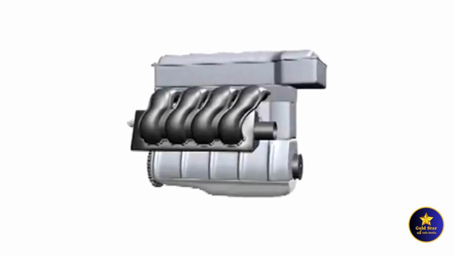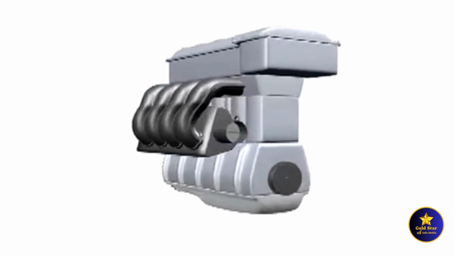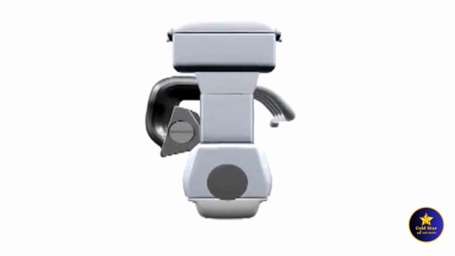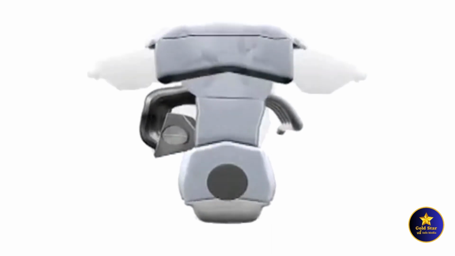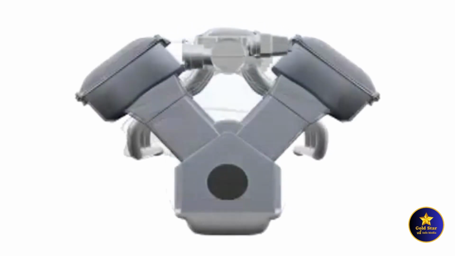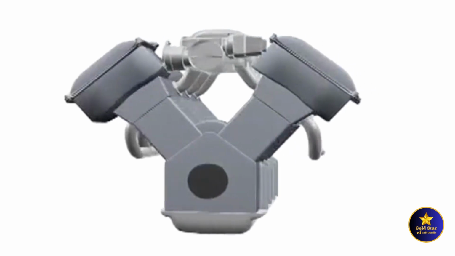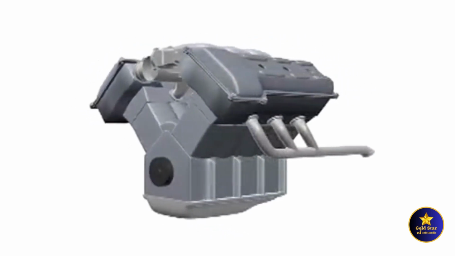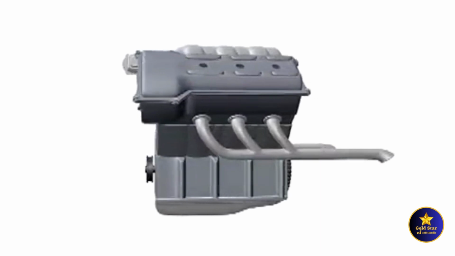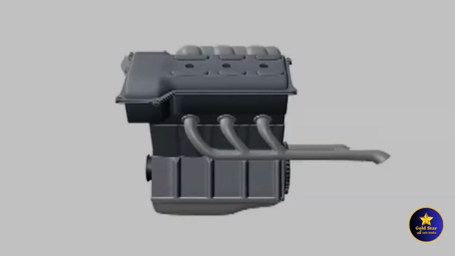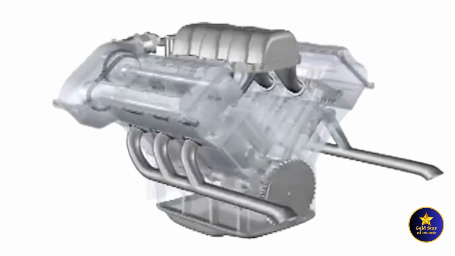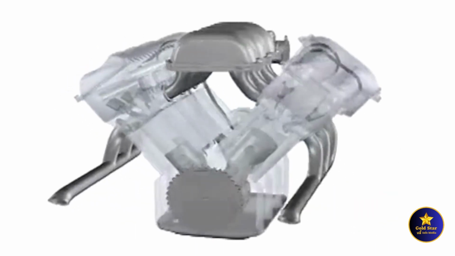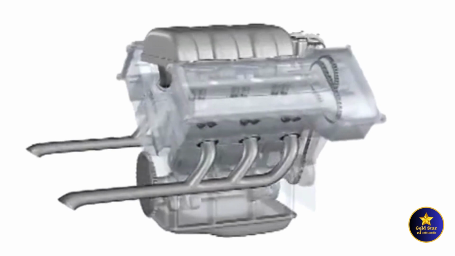Most four-cylinder engines, including all Toyota four-cylinder engines, are an inline design. Engines with more than four cylinders typically have the cylinders arranged in a V configuration. All Toyota 6- and 8-cylinder engines are V-type engines. Now let's look at technologies Toyota uses in its engines to enhance power output, fuel economy, and emissions control.